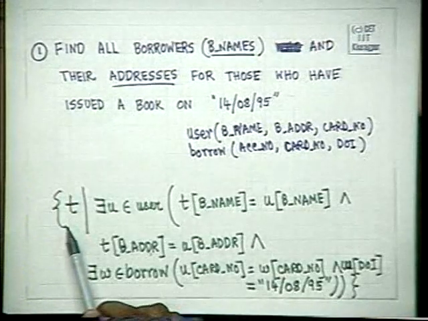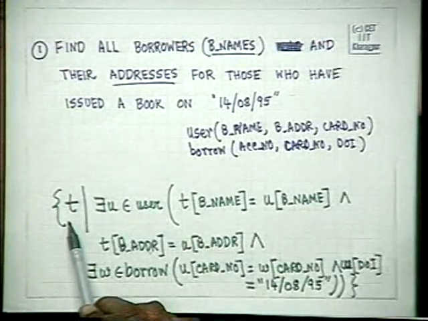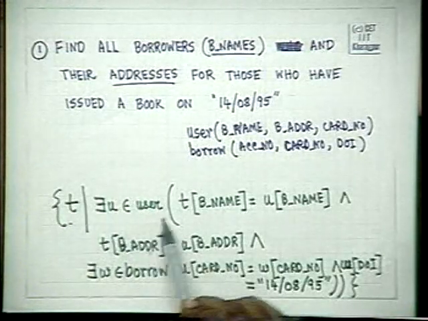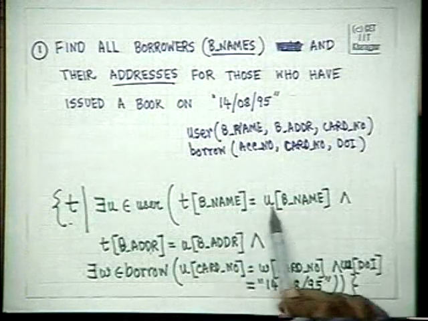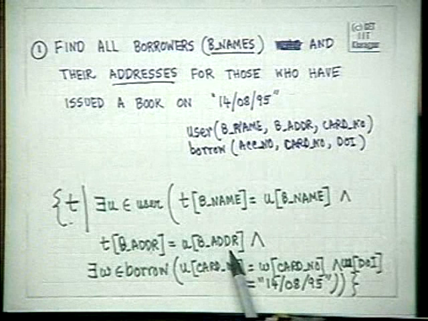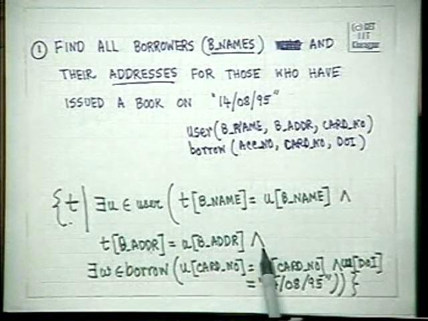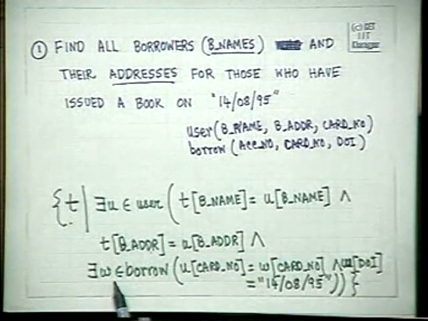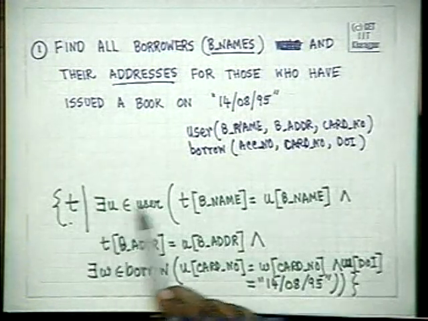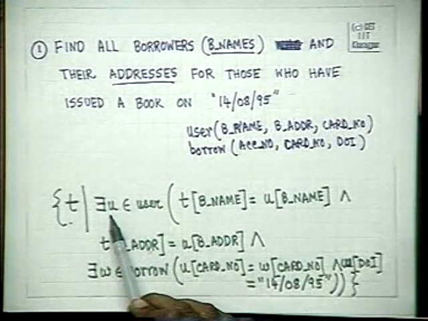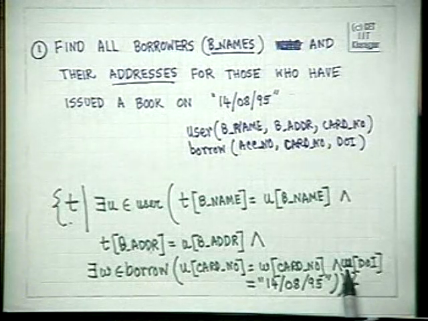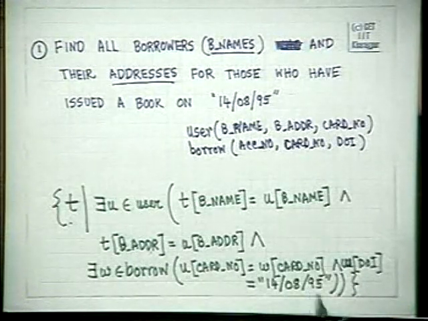So every tuple in T must satisfy that there must exist U element of user such that T of borrower's name is equal to U of borrower's name, and T of address must be U of address. We want those names and addresses. And there must exist another W element of borrow such that U card number, this U card number which is being selected already, is the same as the W card number, and W date of issue is 14895.